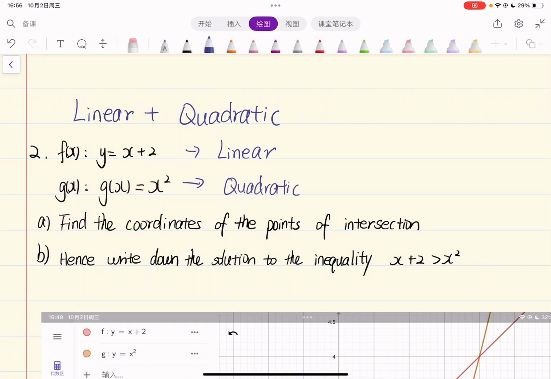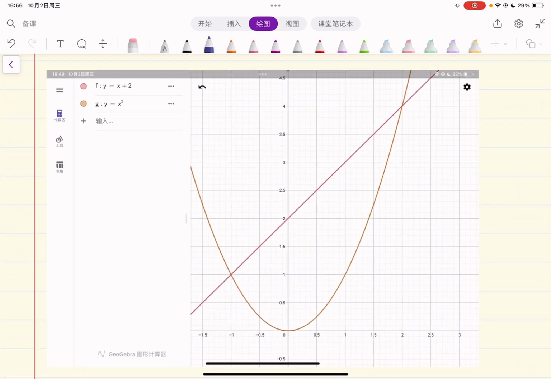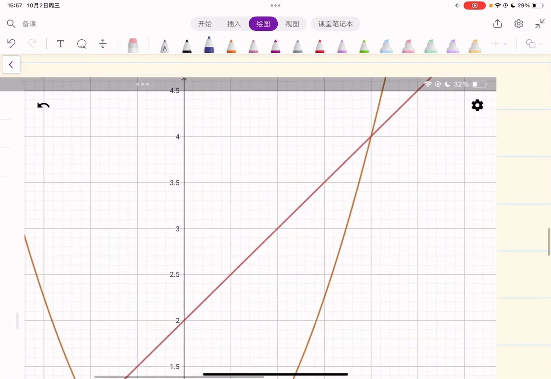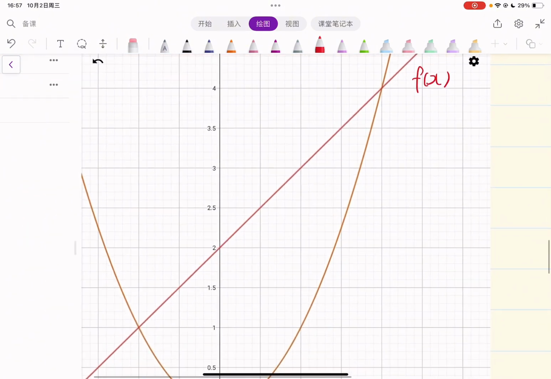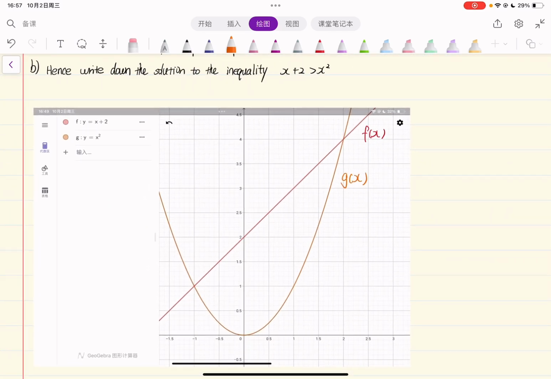For part A, it asks you to find the coordinates of the points of intersection. So we have the sketch of f and g. Let me change the color. The red one is f(x), and the orange one is g(x). Then you need to find the intersection points.